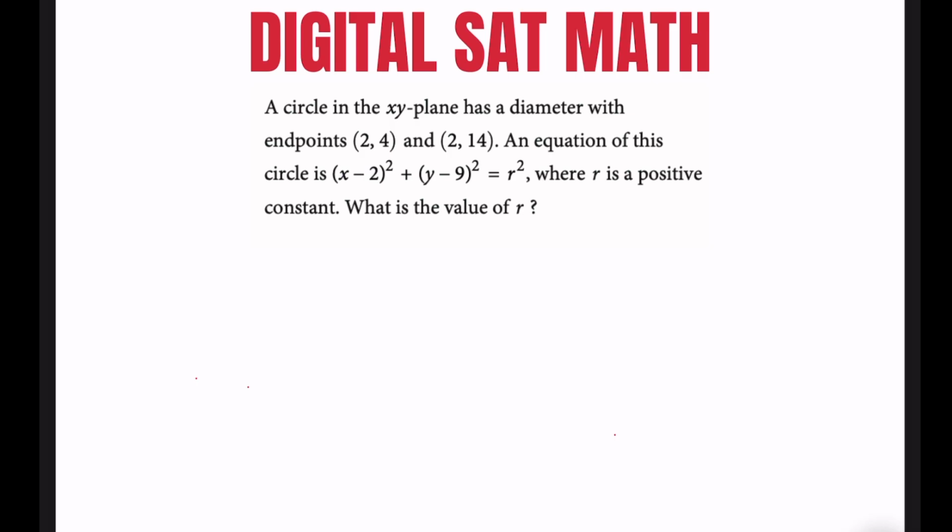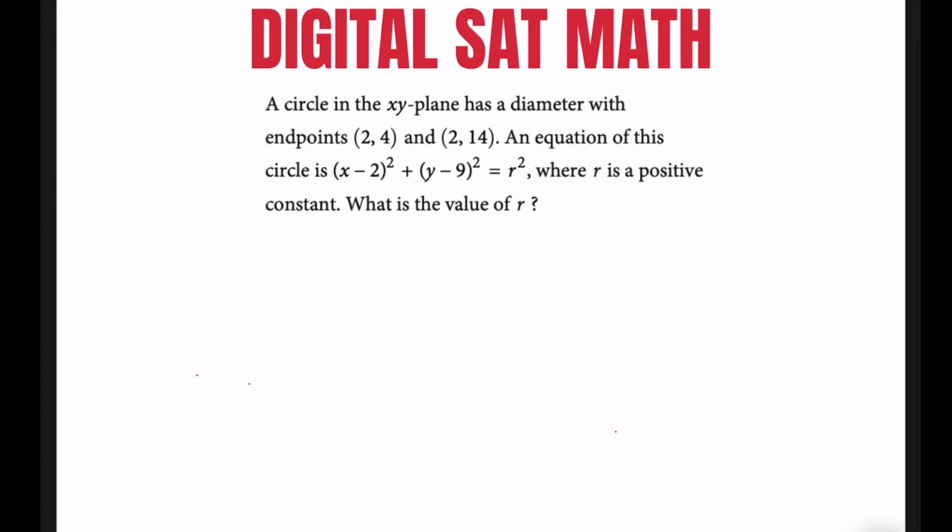This question comes from the topic of circle. A circle in the xy plane has a diameter with its endpoints (2, 4) and (2, 14). An equation of this circle is (x − 2)² + (y − 9)² = r², where r is a positive constant. What is the value of r?